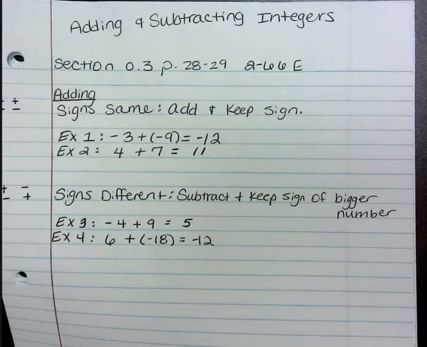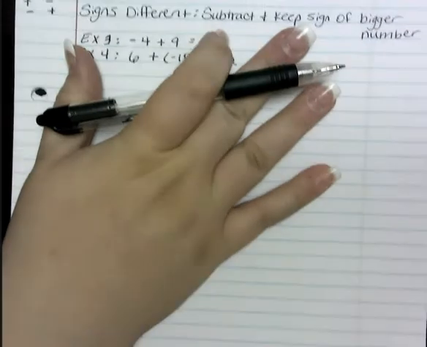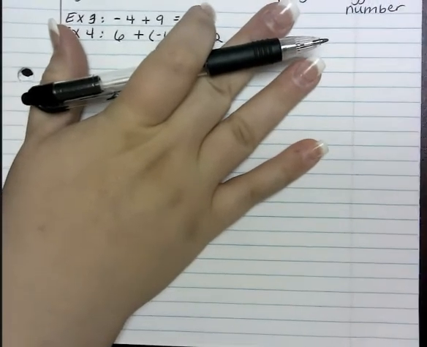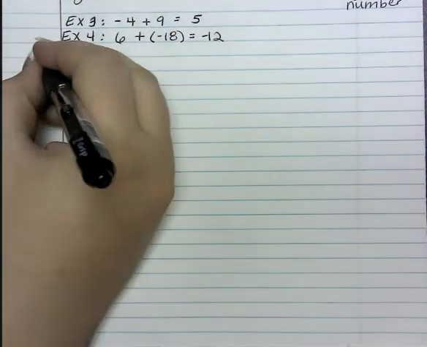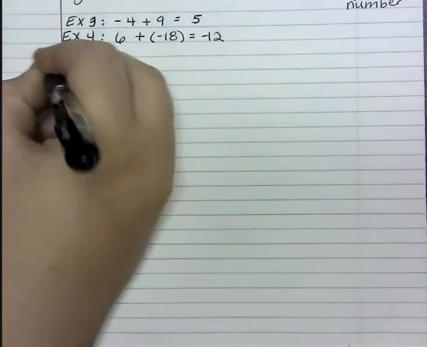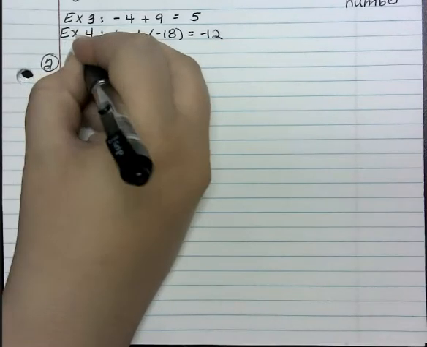Okay, so let's go ahead and look at page 28 in our text. So on number 2, I have 3 plus 9.